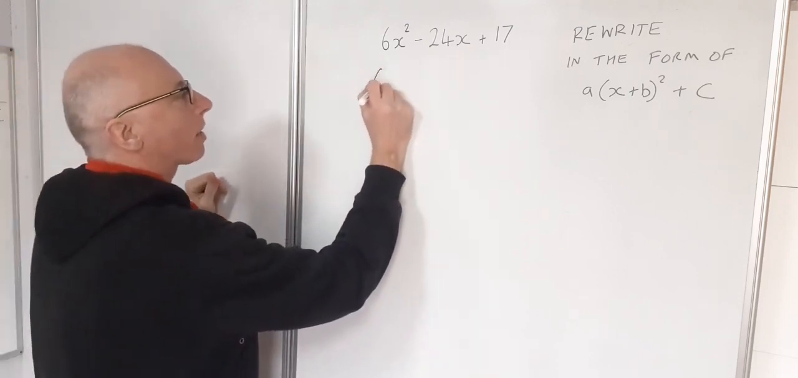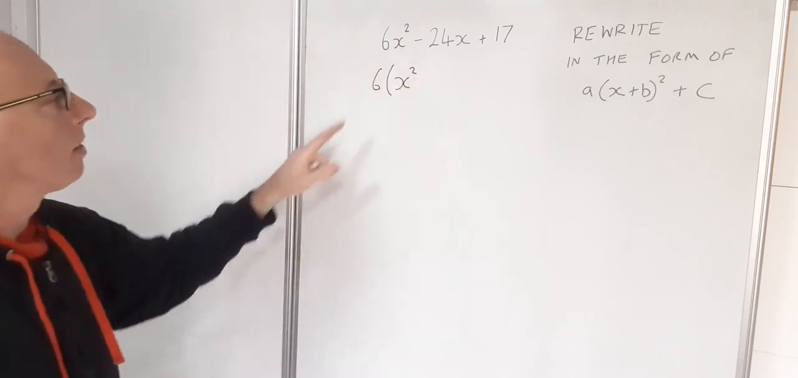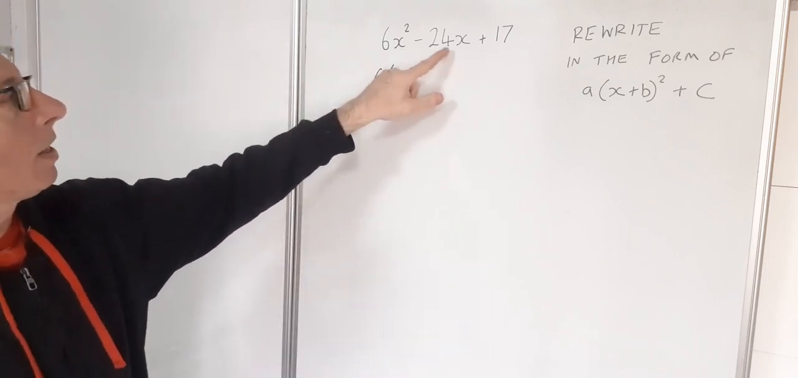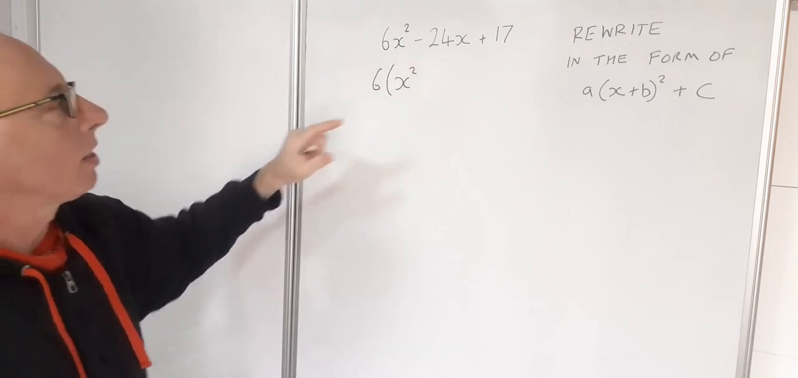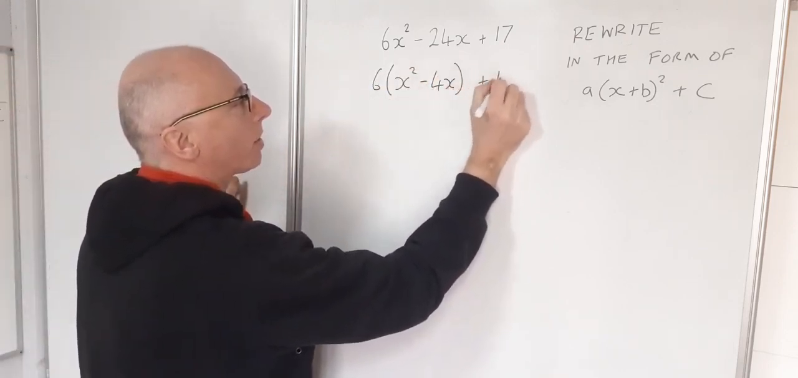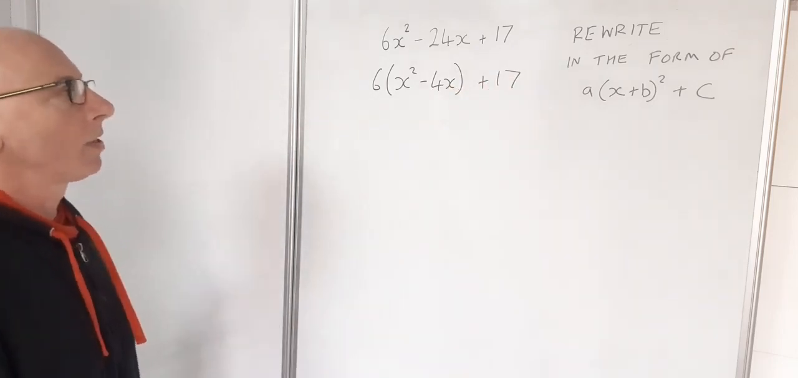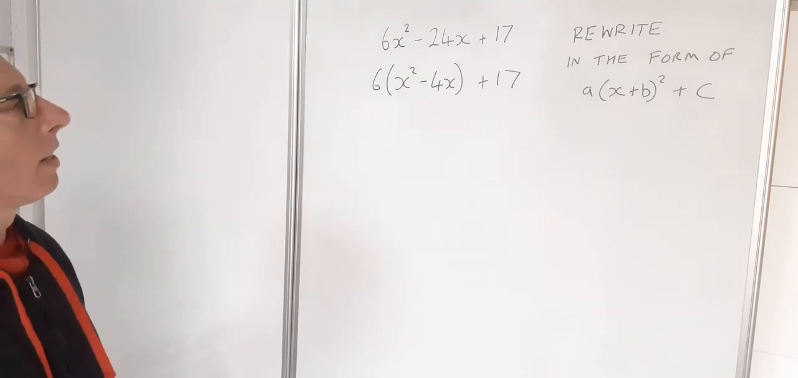So let's take the 6 out, and then we'll have x². So that takes care of that, 6 times x². And then divide this by 6, we'll have −4x. And then add 17. And we've not changed the value of our expression at all. So it's still as it was, but written slightly different.